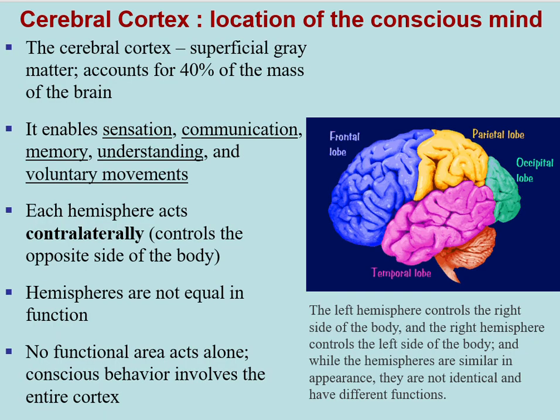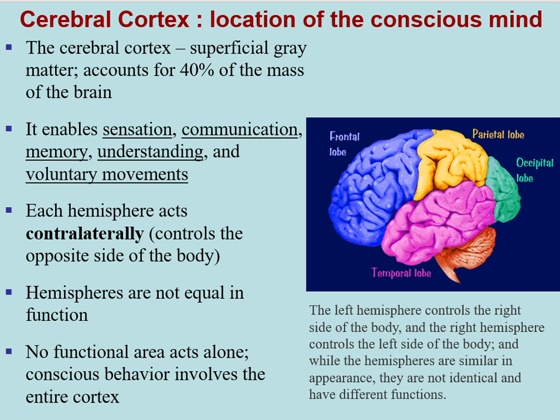All right, let's continue on and talk about the cerebral cortex. Let's talk about parts of the cerebrum. So the cerebral cortex is that superficial gray matter of the brain. It accounts for 40% of the mass of the brain, and it enables things like sensation, communication, memory, understanding, voluntary movements, and so it's considered really the location of the conscious mind.